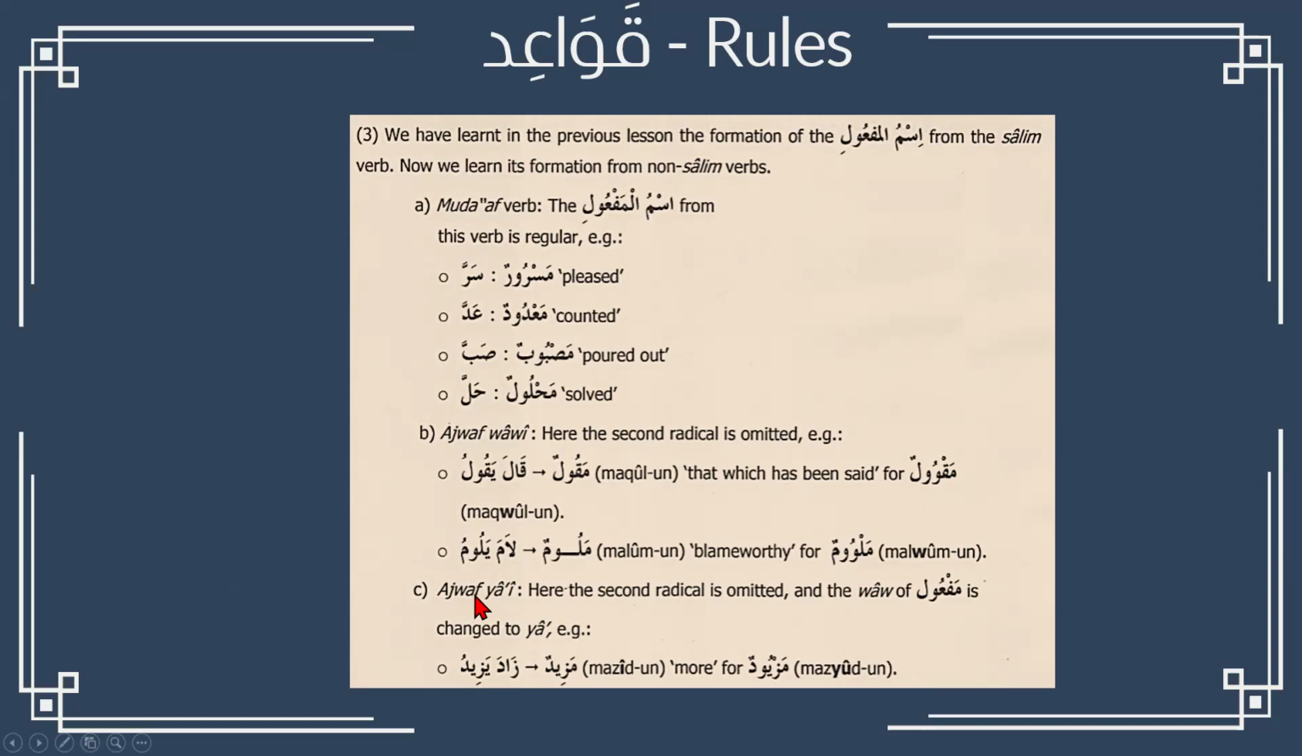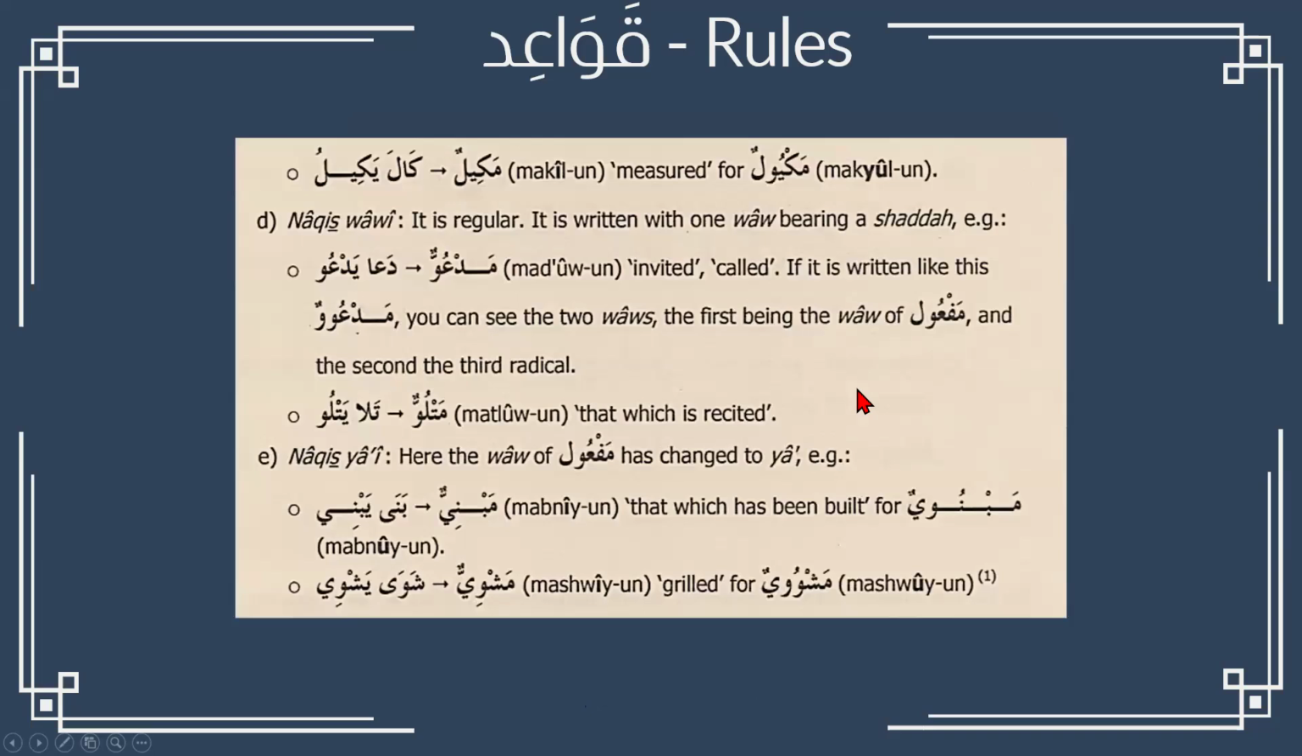Ajwaf ya'i, same thing, you will remove the second ya. Otherwise, zada yazidu will become mazyudun, which is very, very strange to pronounce, so you'll simply remove that also. Again, the same for naqis wawi, where the last letter is a weak letter. So da'a yad'u will become mad'uwun, and you will remove the extra vowel in this one as well. Then tala yatlu will become matluwun, and you also remove the extra vowel over here.